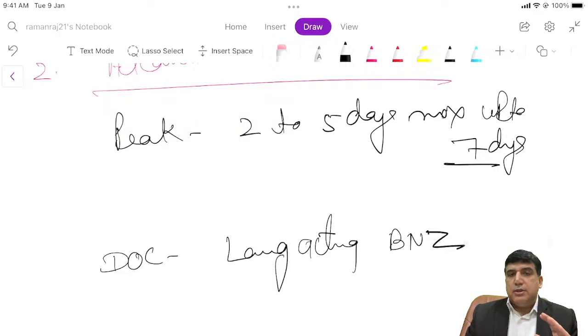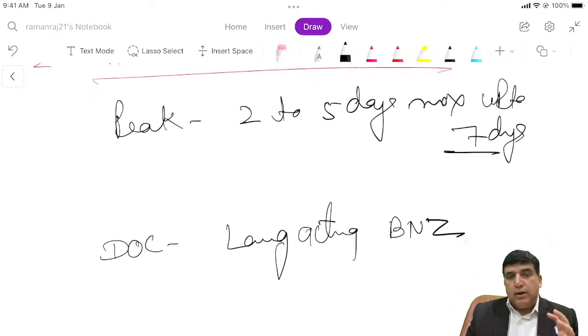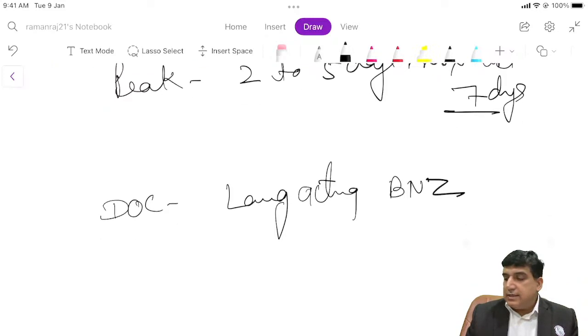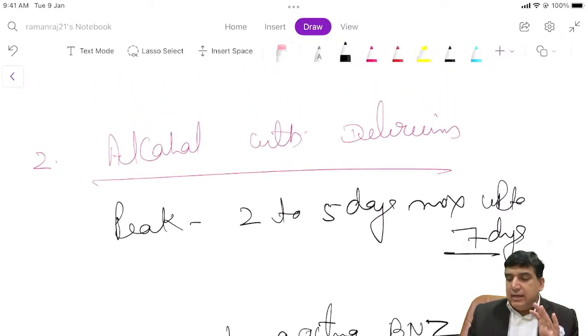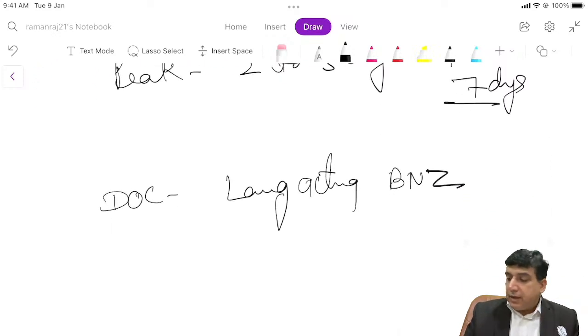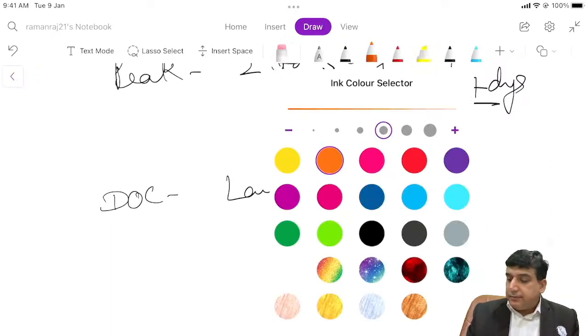So again I am repeating, if you talk about delirium in general, the main treatment of delirium is what? It's to treat the cause, treat the etiology. But in alcohol withdrawal delirium, the long acting benzodiazepine is the treatment, the drug of choice, you can say. And one MCQ here they can ask: one is alcohol withdrawal delirium.